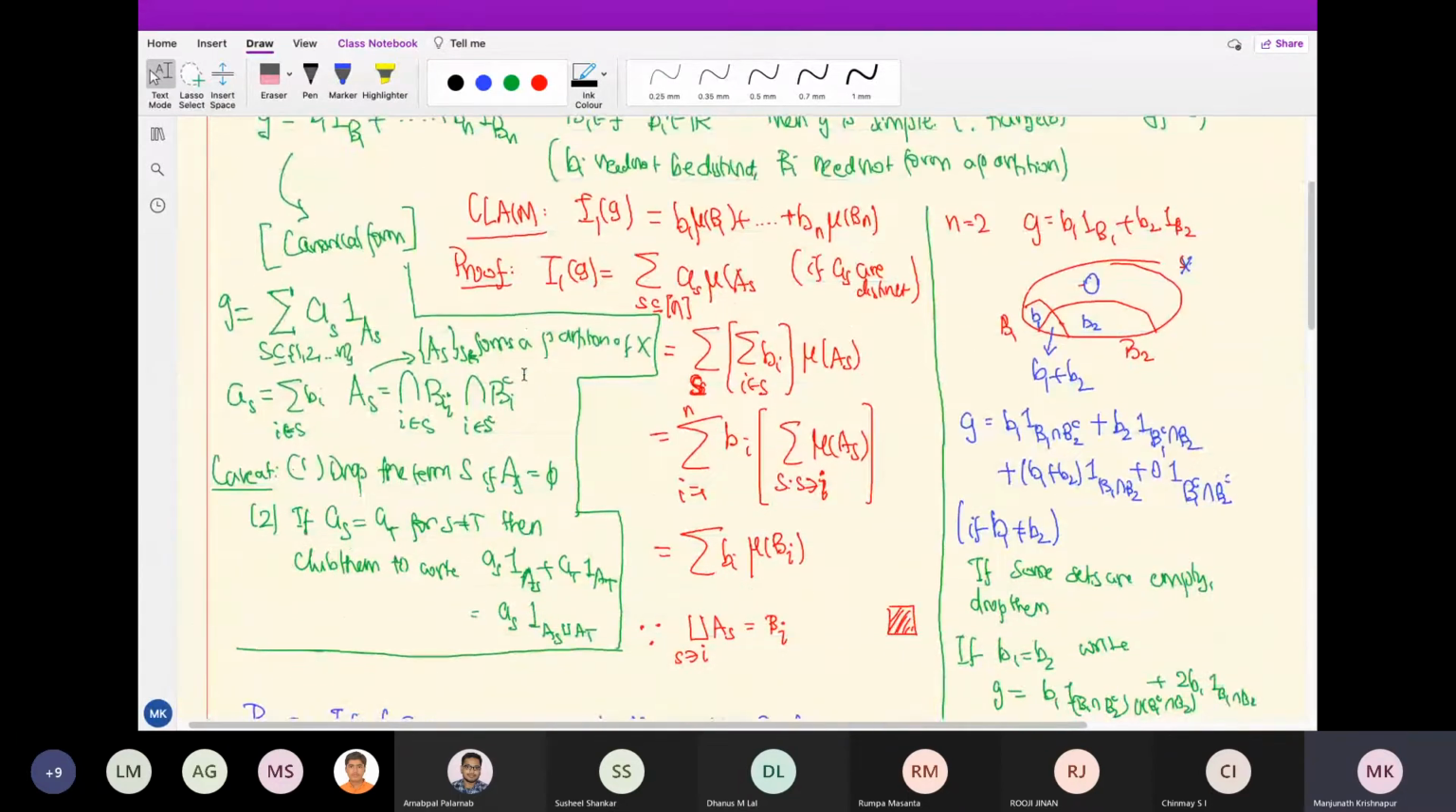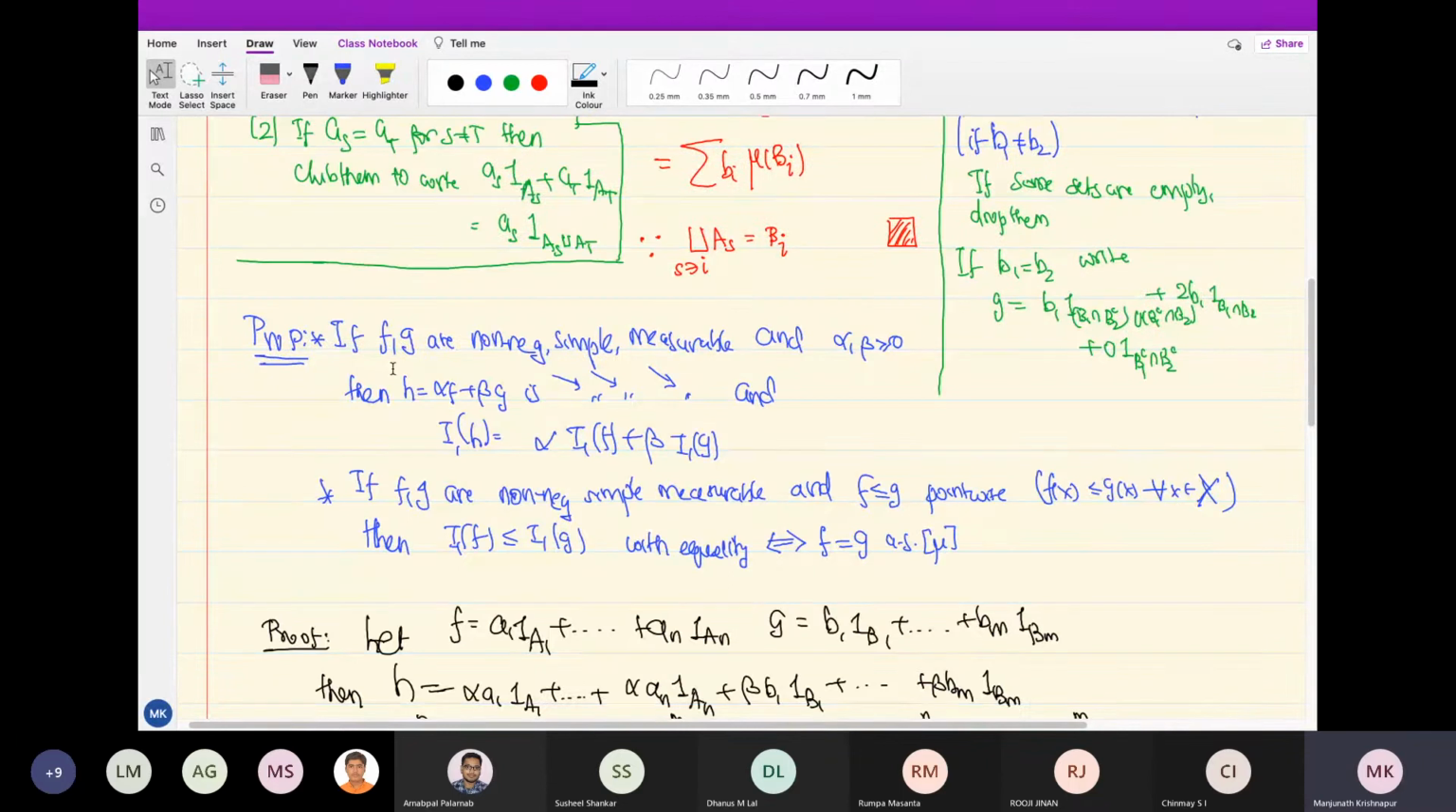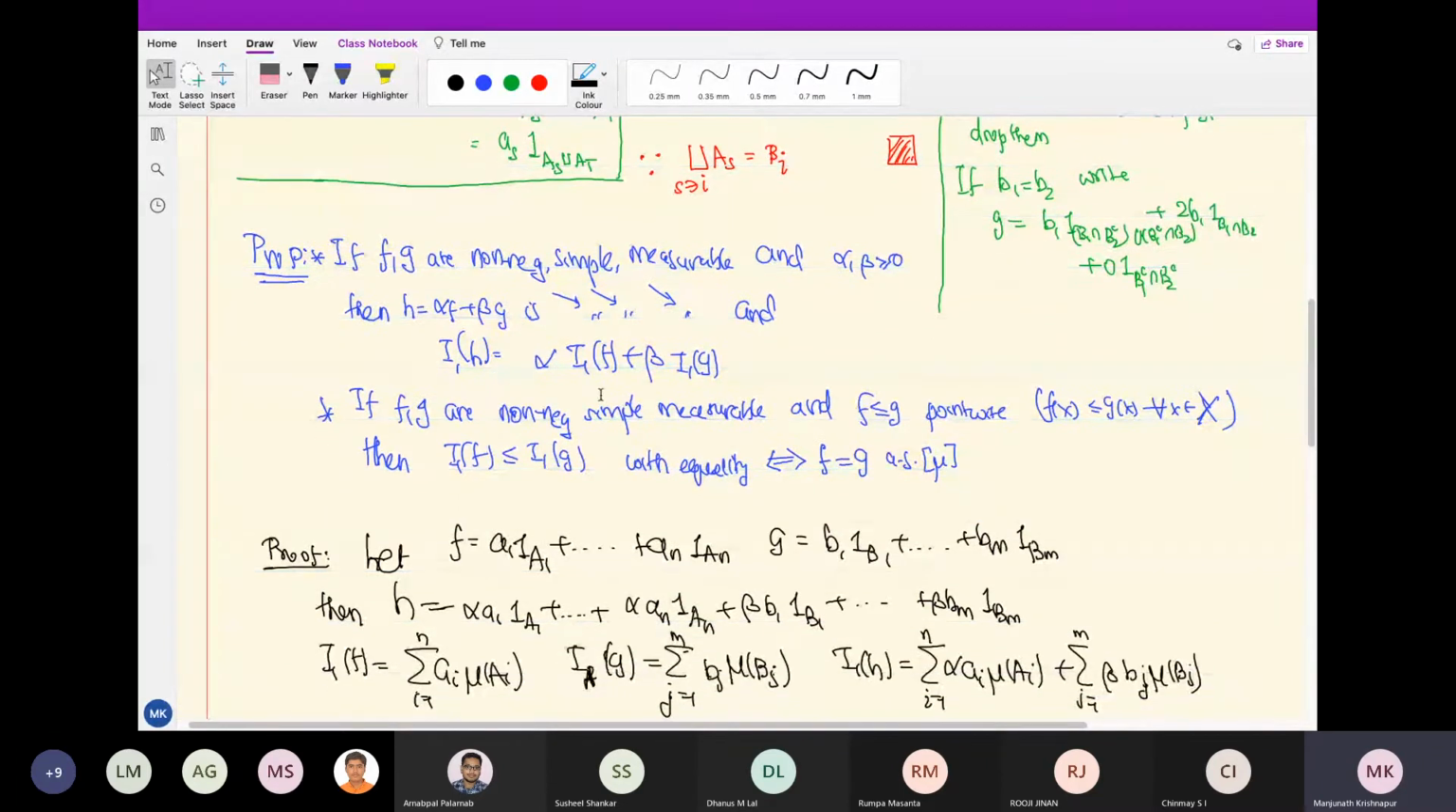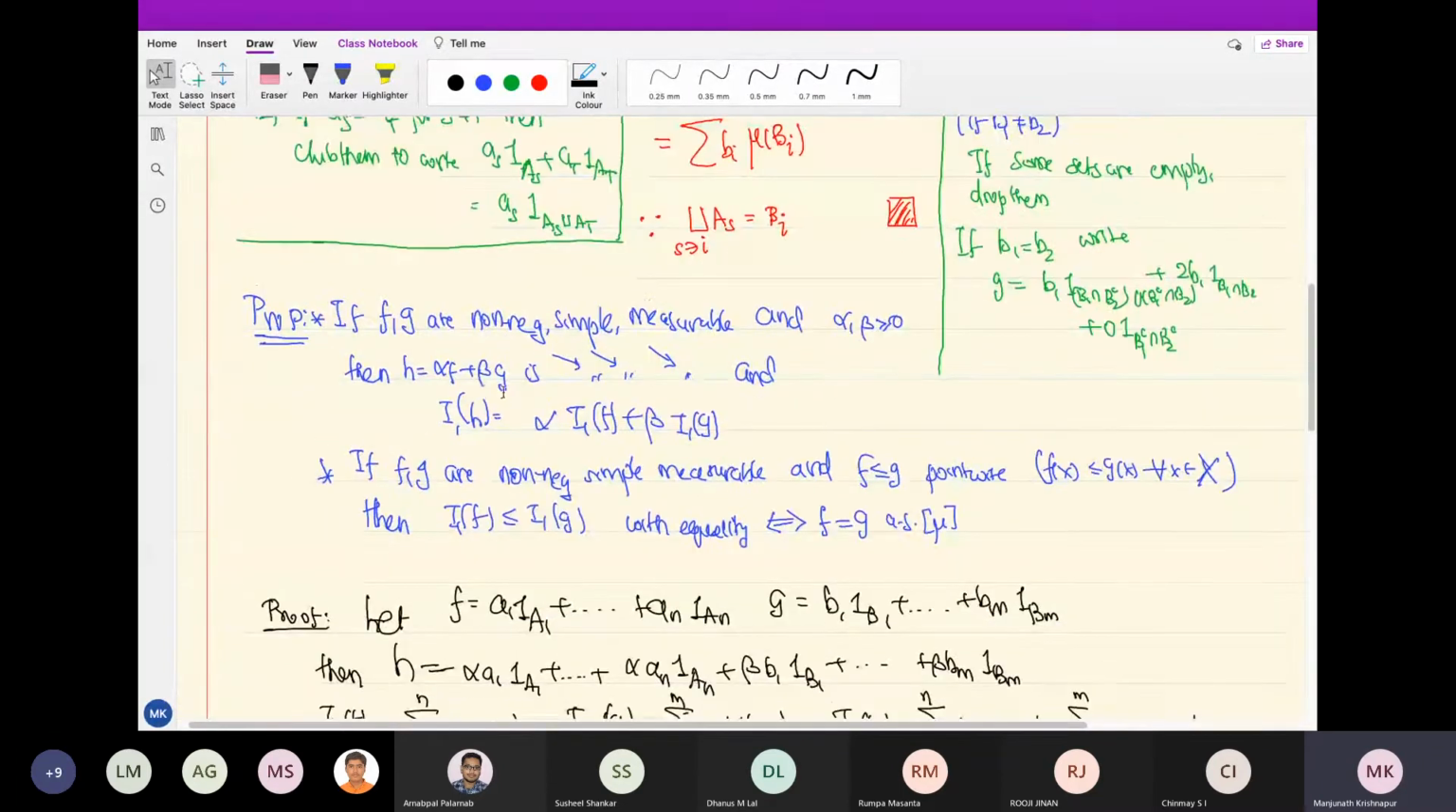After showing this, it was easy to show that the integral is additive. If alpha and beta are non-negative, we can't take arbitrary linear combinations because we want to stay in non-negative functions. This is what is called a cone: something where you can't multiply by negative numbers, you go to the other side. So if alpha, beta are non-negative numbers, then this non-negative linear combination of f and g will be another non-negative simple measurable function, and its integral will be that linear combination. And also we showed the monotonicity.